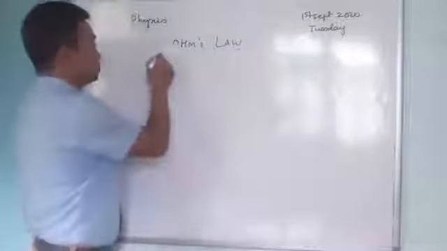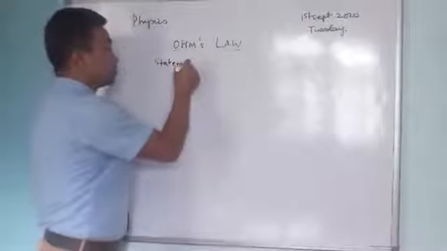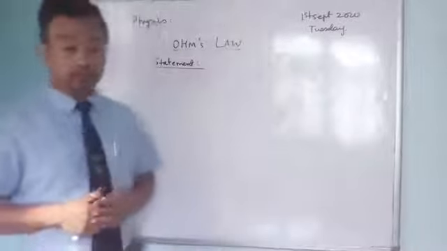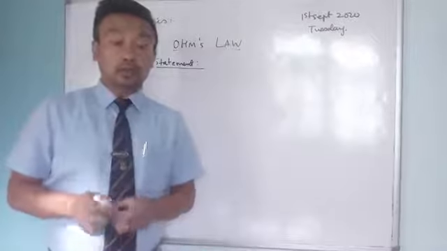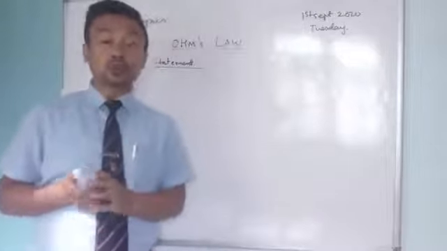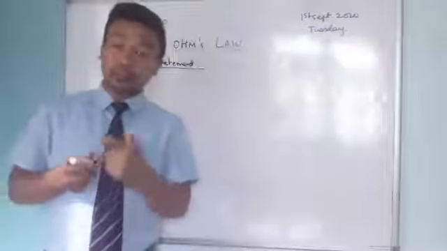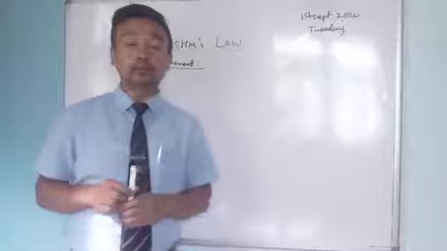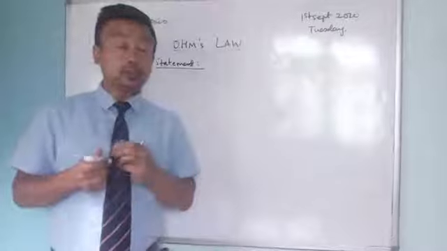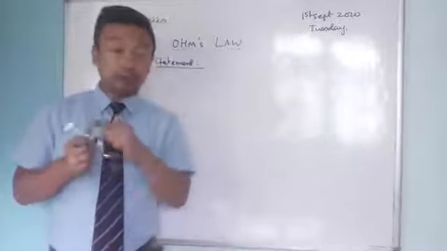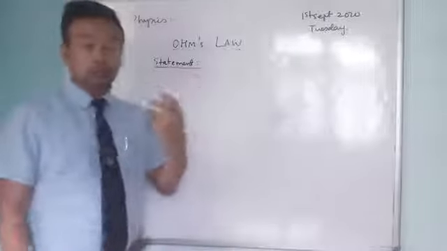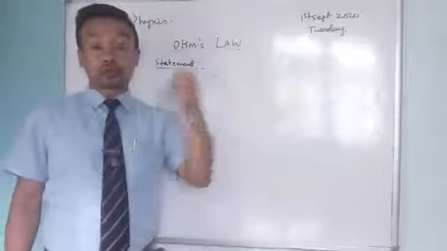So first of all, the statement. What does Ohm's law state? According to Ohm's law, the current flowing in a conductor is directly proportional to the potential difference applied across its ends, provided one condition is there, two conditions in fact: the physical conditions of the conductor and the temperature of the conductor remain constant. So then we see that the potential difference will be directly proportional to the current.